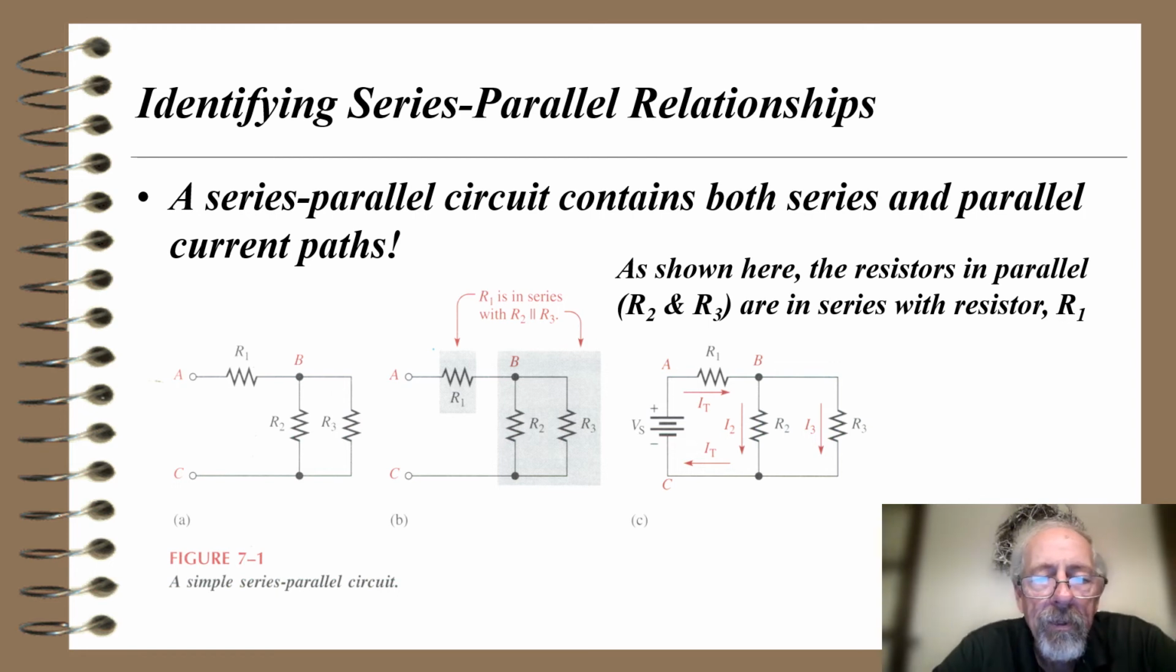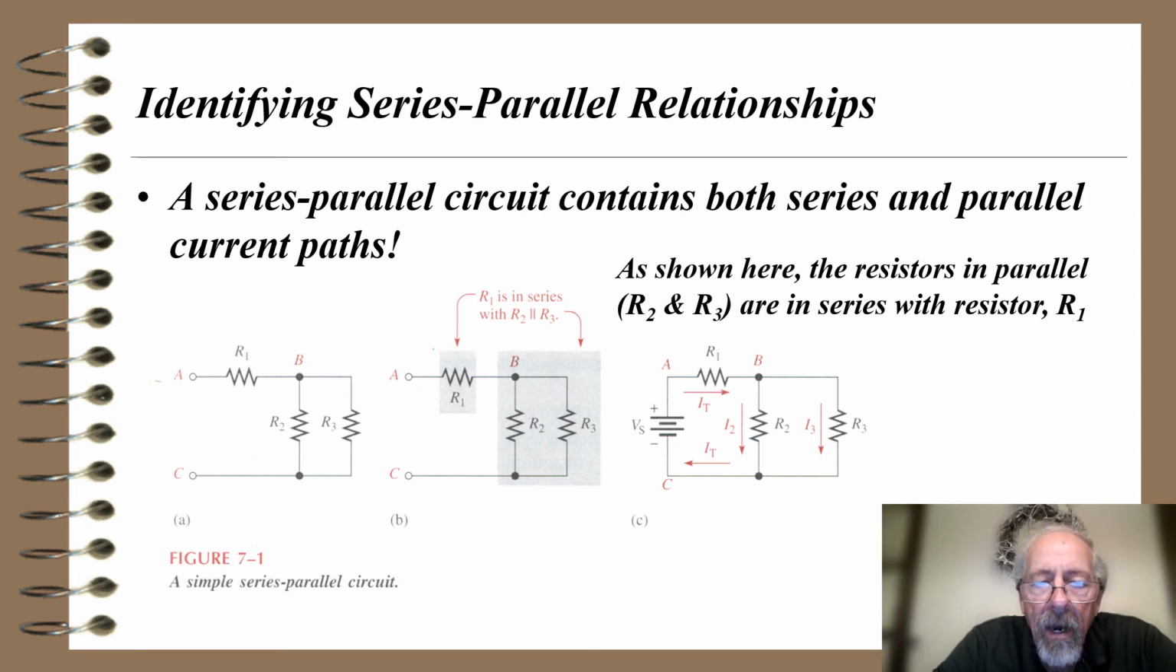What you want to be able to do is ascertain what components are in parallel and what are in series. So in figure 7.1 here, it shows A, B, and C, and A shows terminals A and C and node B, and it has resistors R1, R2, and R3. And the question is, what's in parallel and what's in series? Well, in the middle, part B, it shows these things shaded, and R1 is shaded, and then R2 and R3 together are shaded.